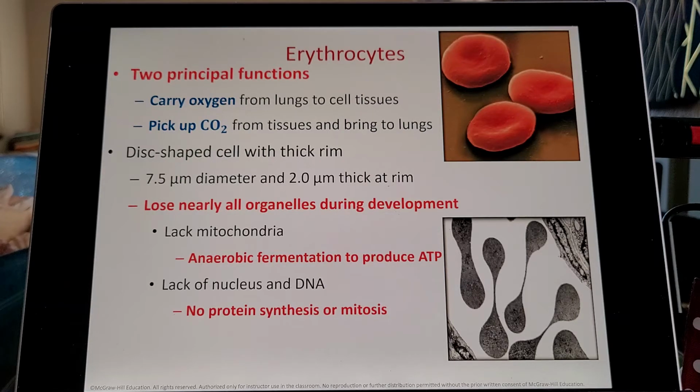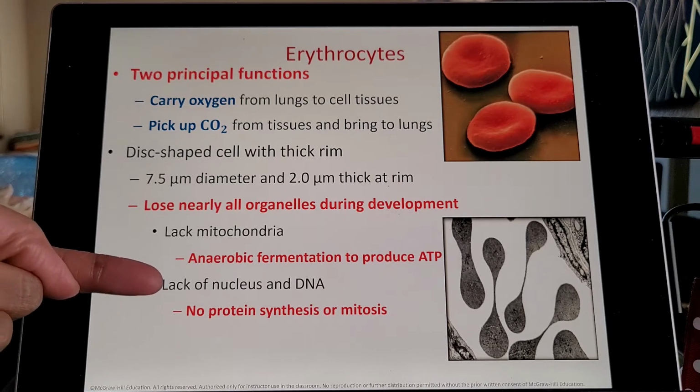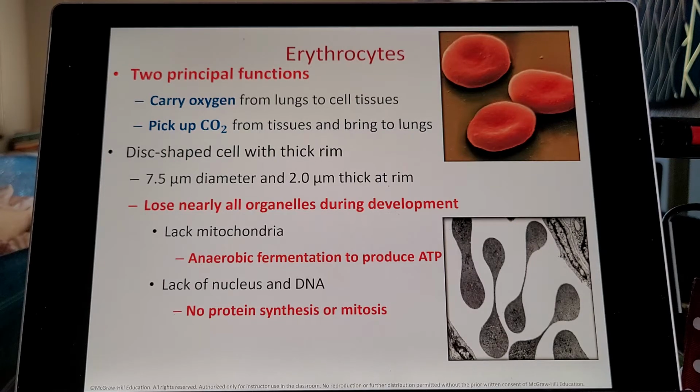Okay, so without our organelles, looking at number 8, due to the loss of mitochondria and nucleus, erythrocytes cannot do what? No mitochondria, no production of ATP, so in order to make ATP, they have to use anaerobic fermentation. Without a nucleus, without DNA, without ribosomes, they can't make proteins, and they also can't go through mitosis, which is again why our formed elements in an adult are made in the red bone marrow.